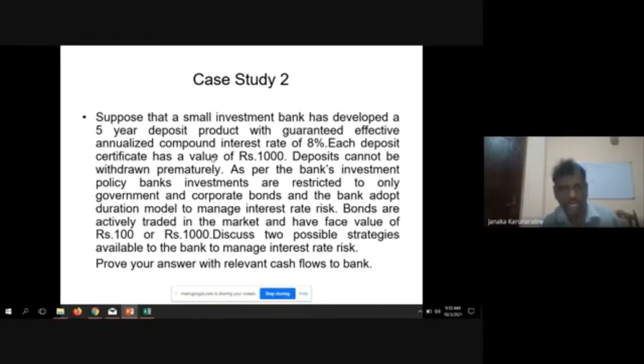So you have an active bond market. There are bonds with face value 100 to 1,000. And there is the bank's investment policy, and you have been given a scenario. So think about two strategies available to the bank to manage interest rate risk, and prove your answer with relevant cash flows to the bank.